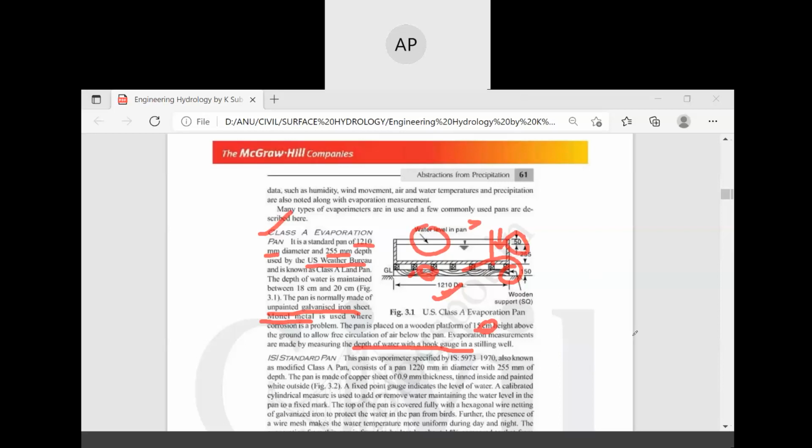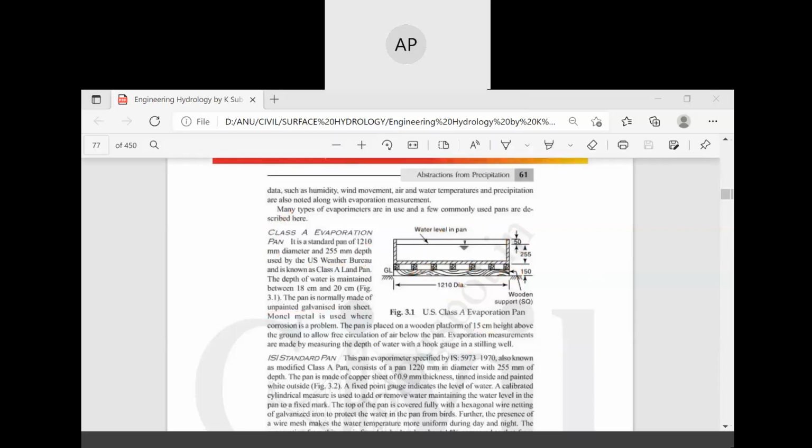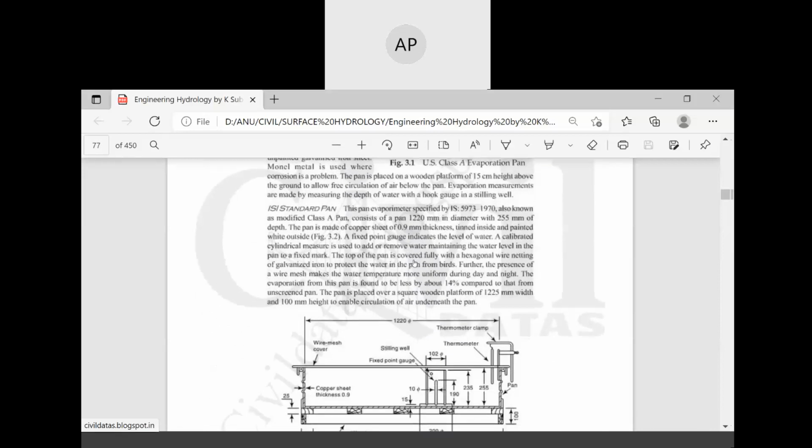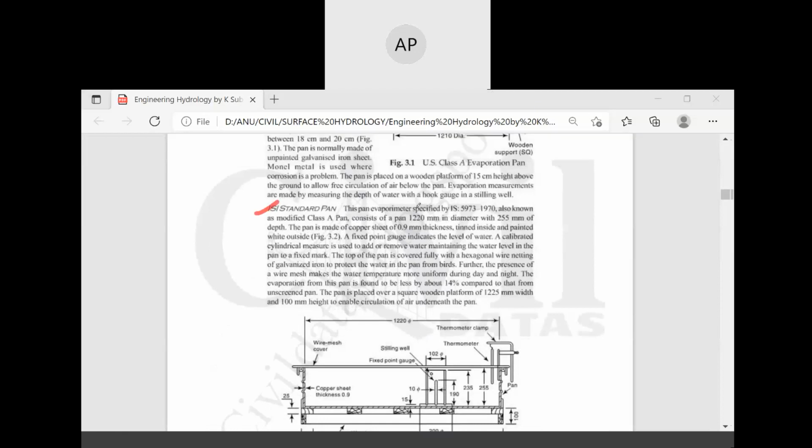Next pan is designed by the Indian Standard Institution, that is ISI. The ISI standard pan evaporimeter specified by IS 5973 1970 is also known as a modified Class A pan. The modified Class A pan consists of a pan of 1220 mm in diameter and 255 mm depth.